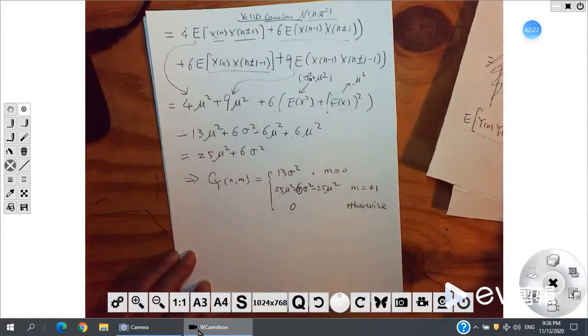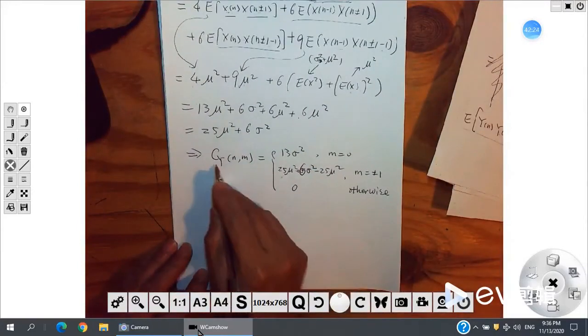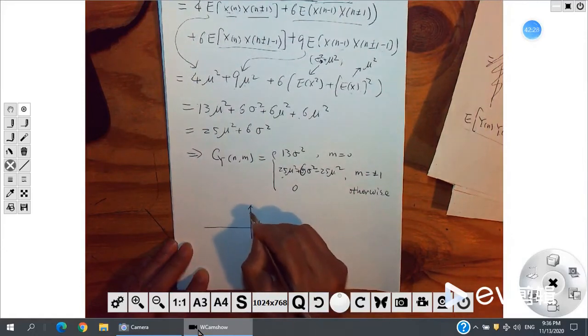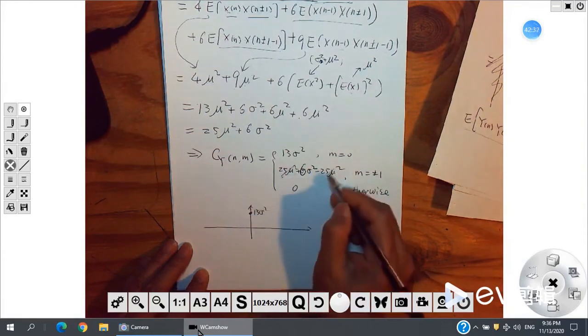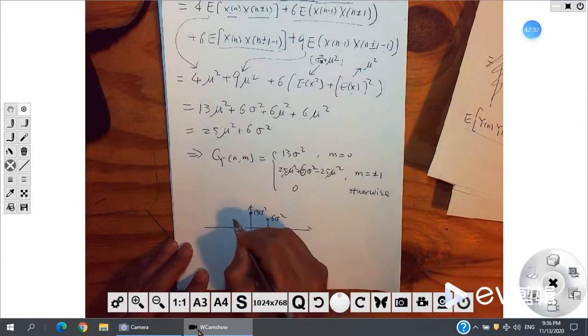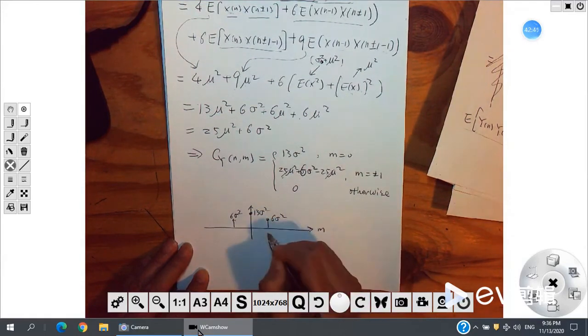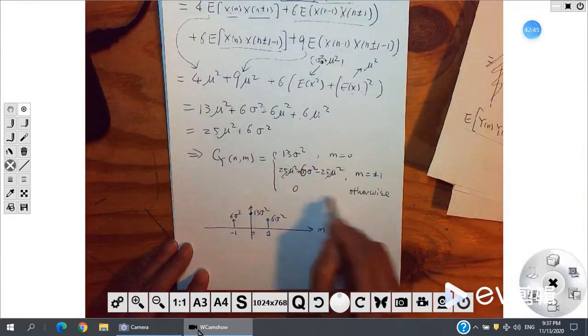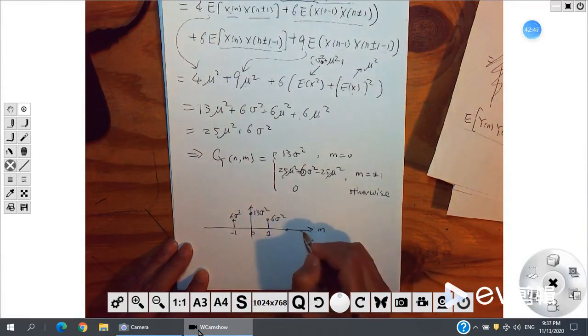Cy, it looks like this. Cy in m looks like this. Here's 13 sigma square, and these two cancel. Here will be 6 sigma square. Here's a 6 sigma square. This is m equal to 1, m equal to 0, m equal to negative 1. And then all the other m's, they're zeros.